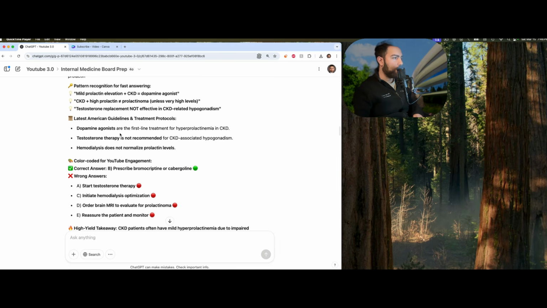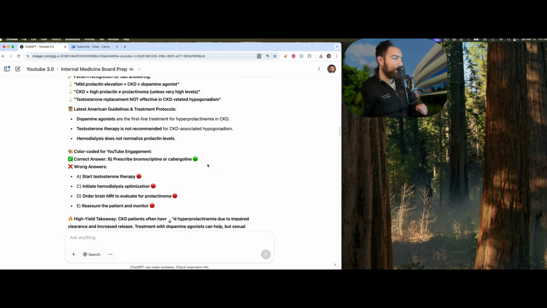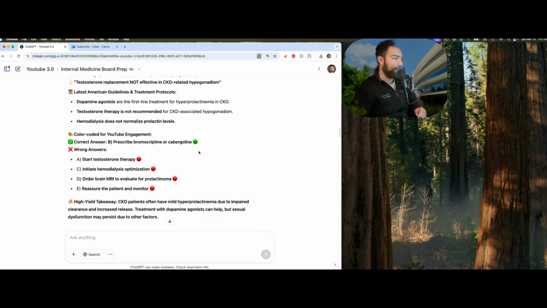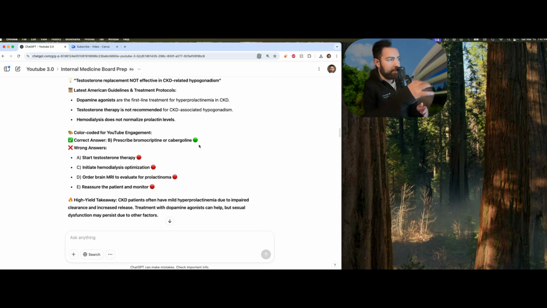All right, and then I think I also asked it to go through the answers based on the latest American guidelines and treatment protocols. So dopamine agonists are currently the first line treatment for hyperprolactinemia in CKD patients, testosterone therapy is not recommended, and hemodialysis does not normalize prolactin levels. These are all checked based on the latest guidelines that these engines are able to access.